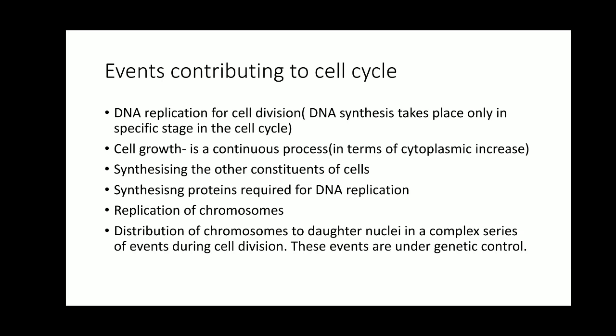So all these events that are contributing to the cell cycle must be in a sequential order. After synthesizing of DNA, then only the division of DNA can take place, and then only the distribution of DNA to the daughter cells can take place. So all these are in a sequential order. Now all these events will pass from one phase to another phase, means from one stage to another stage. So these events are under genetic control.